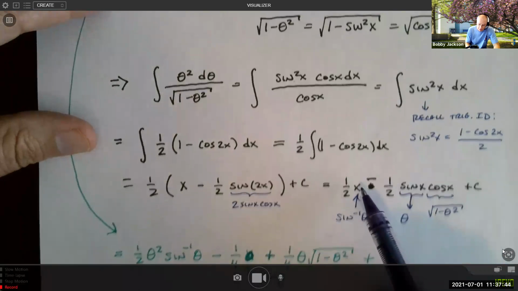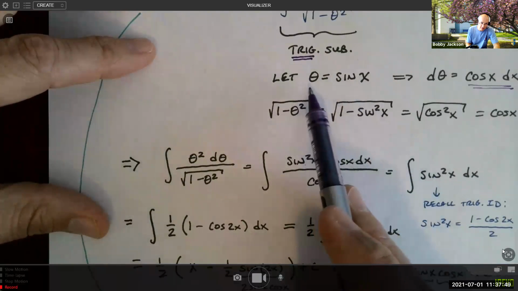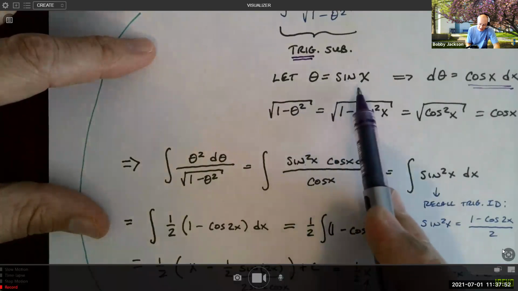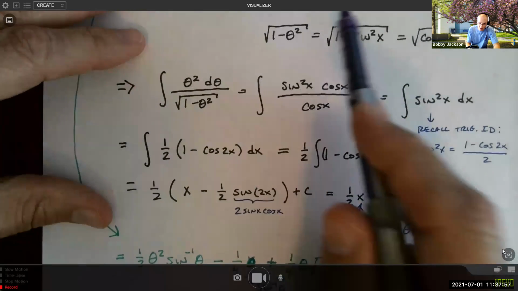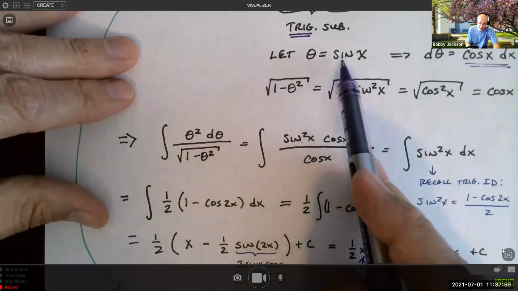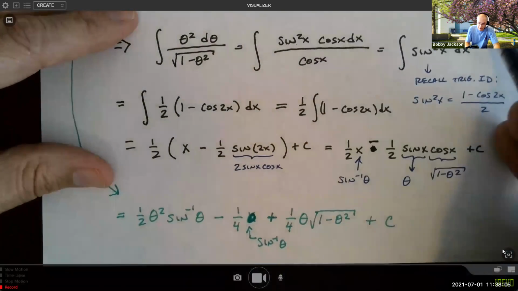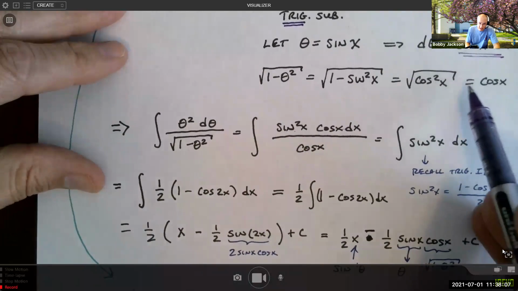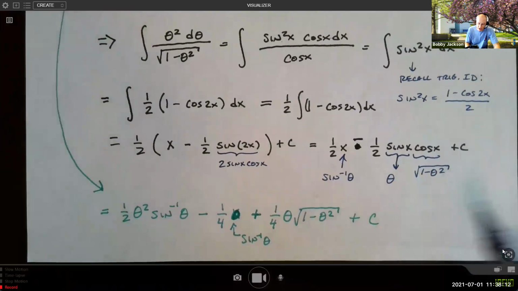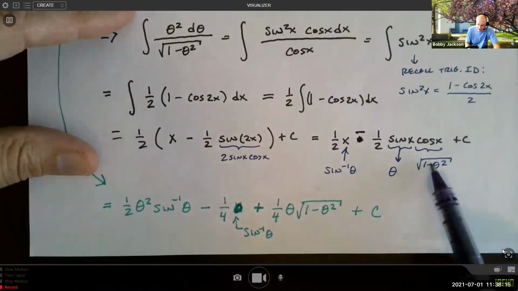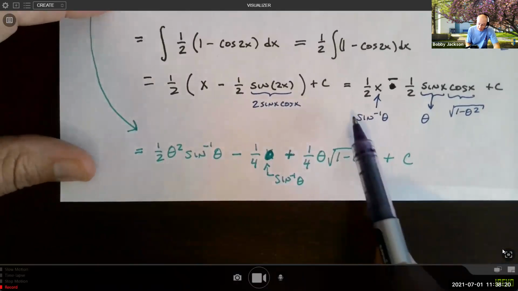Now since theta is sine of x, x is sine inverse of theta, right? If theta is sine of x, then x is sine inverse of theta. Sine of x is equal to theta. Cosine of x, well, you can see right here that cosine of x is equal to the square root of 1 minus theta squared. Okay, you could also do your right triangle and define sine of x and cosine of x. But there I plug it in and I get this is my answer.